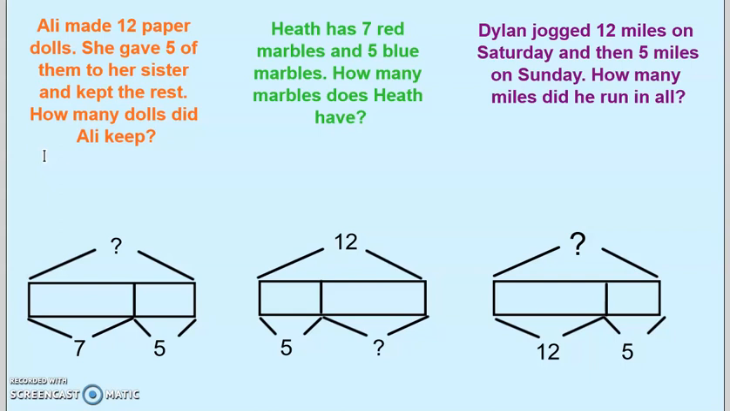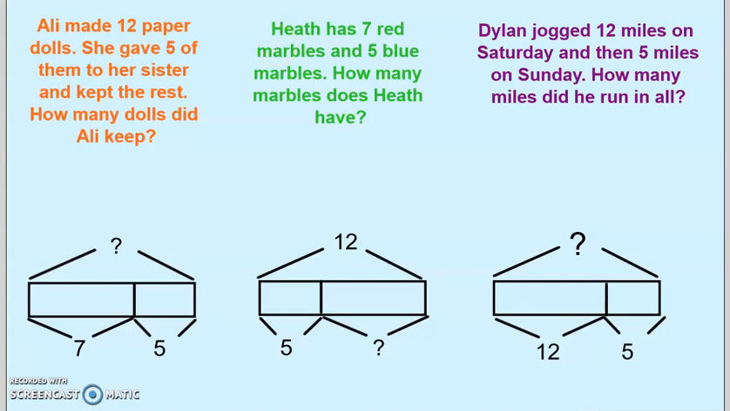Well, I know in this problem, the number 12 and the number 5 are going to need to be in the model. If I look at my first model, I see 7 and 5, but I don't see 12 and 5. If I look in my next 2 models, they both have 12 and 5. So let's think. Is 12 the total, or is 12 one of the parts? If you said 12 was the total, you're right.